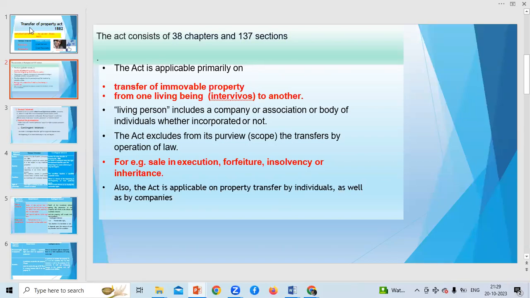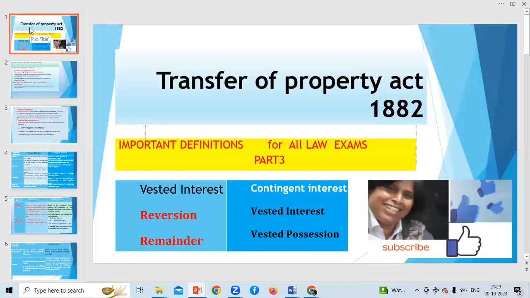Hello friends, as the first part of this TPA and second part, we are just continuing after this for the third part of TPA, and the second part we have just completed for reversion and remainder, that are the important definitions of this Act. So हम लोग अभी बाकी दो, तीन जो terms हैं definitions, contingent interest, vested interest and vested position, we will just complete in this video.